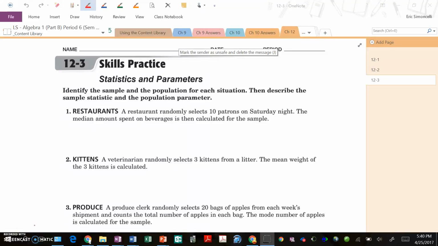Number 1. Restaurants. A restaurant randomly selects 10 patrons on Saturday night. The median amount spent on beverages is then calculated for the sample. So we're going to start with the sample. And if this is obvious in this particular instance, the 10 selected patrons are our sample.